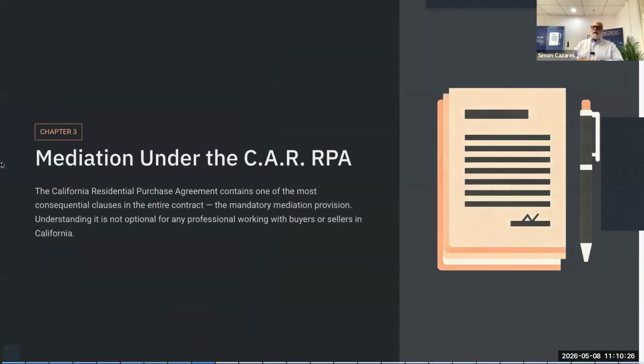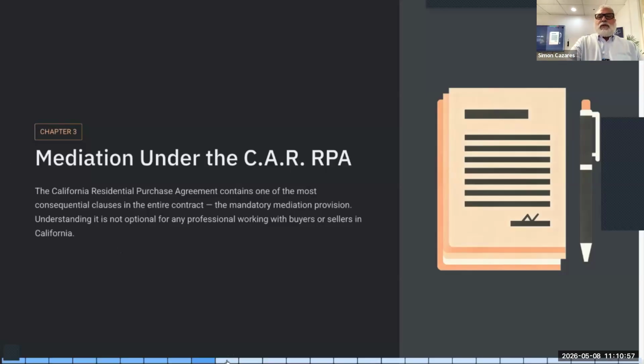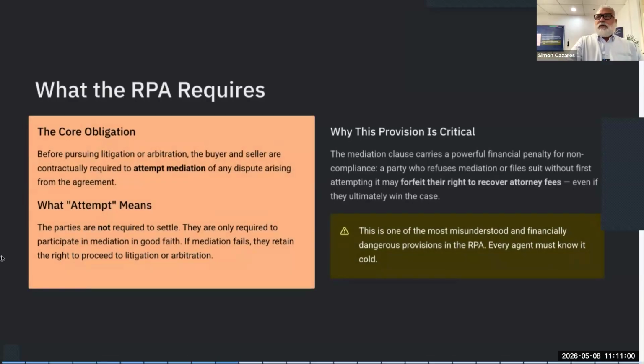So, the mediation under the California Association of Realtors RPA, Residential Purchase Agreement. The California Residential Purchase Agreement contains one of the most consequential clauses in the entire contract, the mandatory mediation provision. Understanding it is essential for any professional working with a buyer or seller in California. So this is not just for one side, this is for both sides. If you represent the buyer or the seller, it is for that purpose.